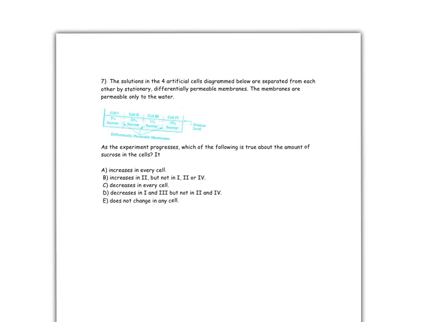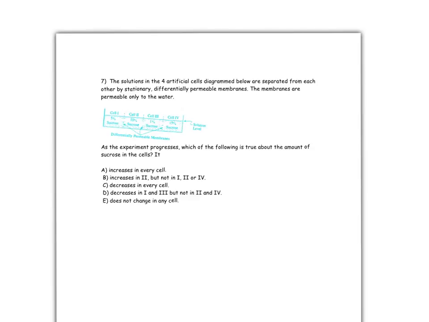As the experiment progresses, which of the following is true about the amount of sucrose in the cells? So this is a trick question. If we were trying to figure out what would happen to the water level, we would say, well, this is a higher concentration, so water from this one is going to flow into this cell. So cell 1, water will flow into cell 2. Cell 3, water will flow into cell 2 and cell 4. So water is going to move in this direction and this direction. That's what we would say if they were asking about water, if they were asking what would swell or what would shrink. But that's not what they're asking.